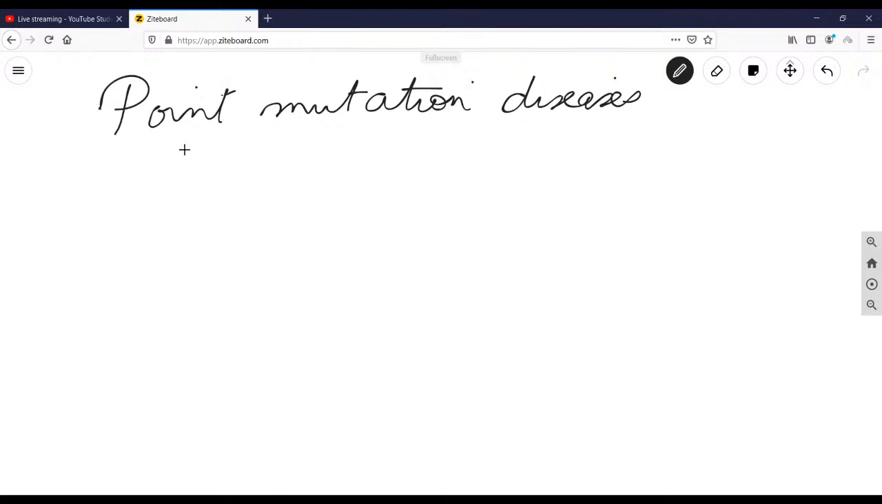Point mutation diseases. I'll go into a little depth so that your school is going slow. Next class also we'll take genetics only. So let's go into a little bit conceptual. Point mutation disease means what?